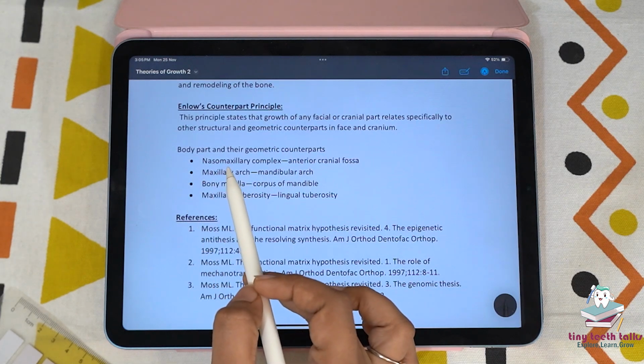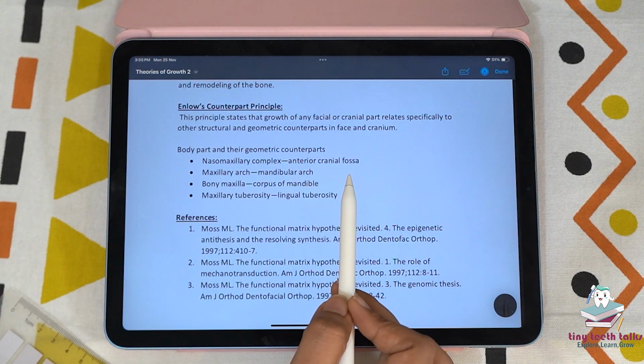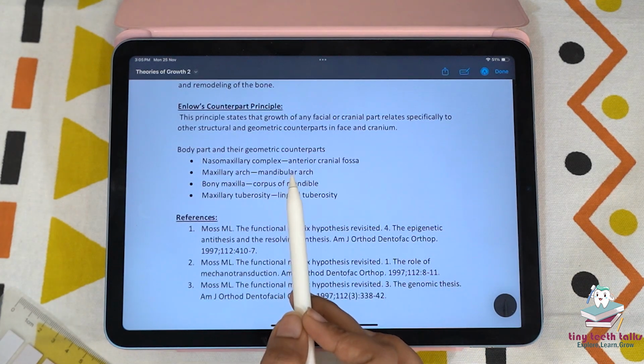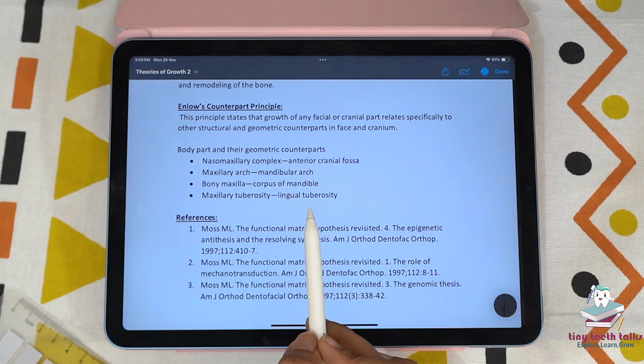So here are some body parts and their geometric counterparts. Nasomaxillary complex, anterior cranial fossa; maxillary arch, mandibular arch; bony maxilla, corpus of mandible; maxillary tuberosity, lingual tuberosity.